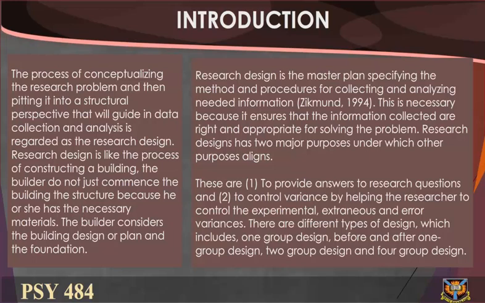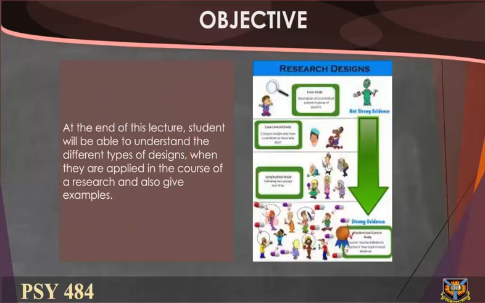Research designs have two major purposes under which other purposes align. These are: 1. To provide answers to research questions, and 2. To control variance by helping the researcher to control the experimental, extraneous, and error variances. There are different types of design, which include one group design, before and after one group design, two group design, and four group design.